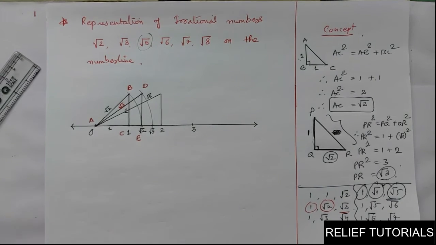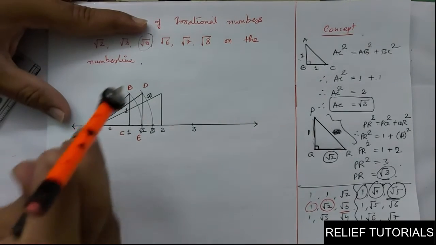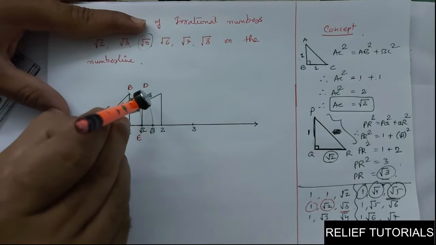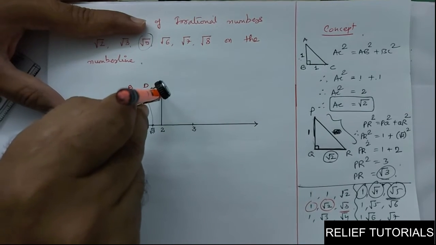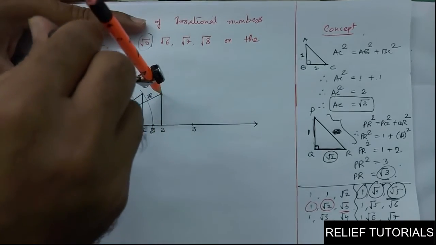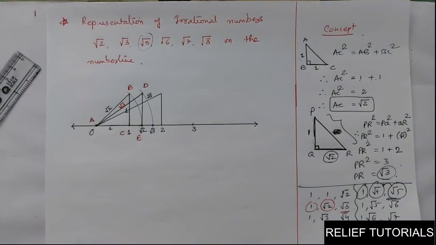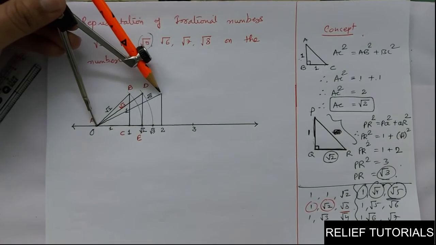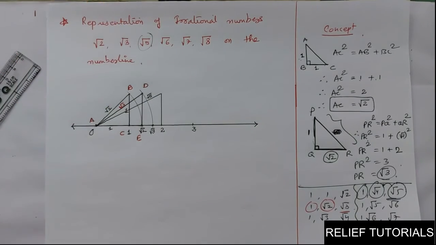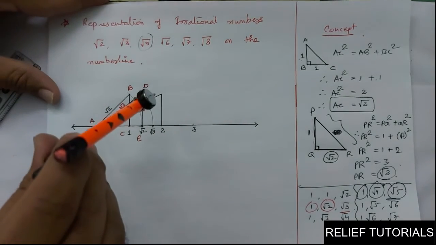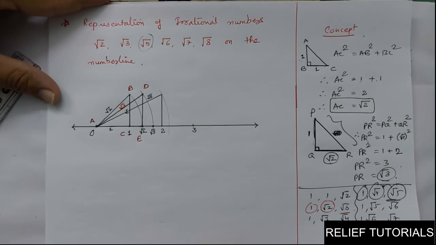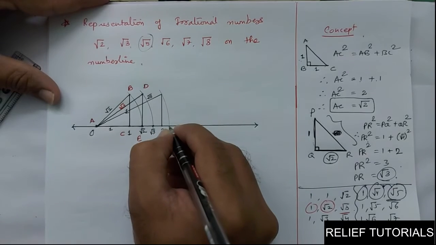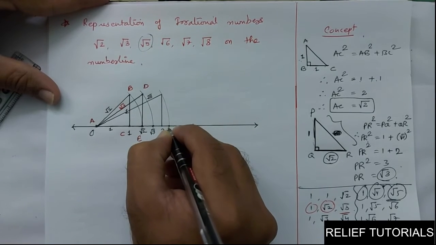Using the rounder, you can take this point on the number line. This length is root 5. Look at this. If you take this point on the number line here like this, this point is root 5.